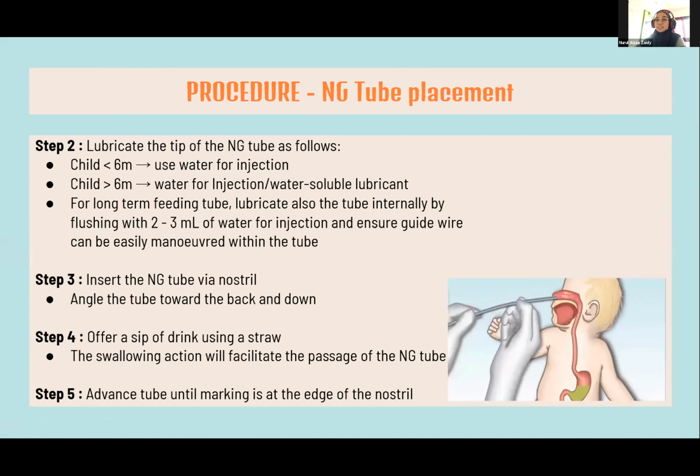Step 3, insert the NG tube via the nostril. The angle of the tube should be down toward the back and also down. You can look here in the picture to see how they push the tube. Then step 4, you can offer a sip of drink using a straw, if appropriate, if the patient is an older child, because the swallowing action will facilitate the passage of the NG tube. So you can ask them to swallow or just sip a drink.